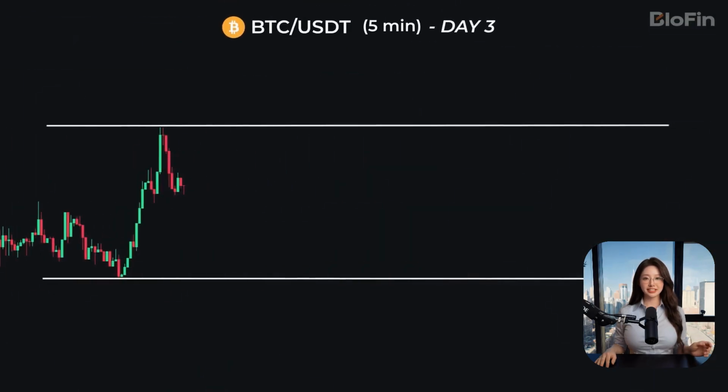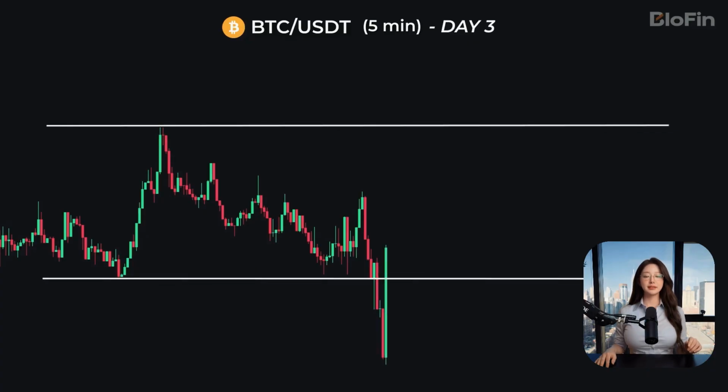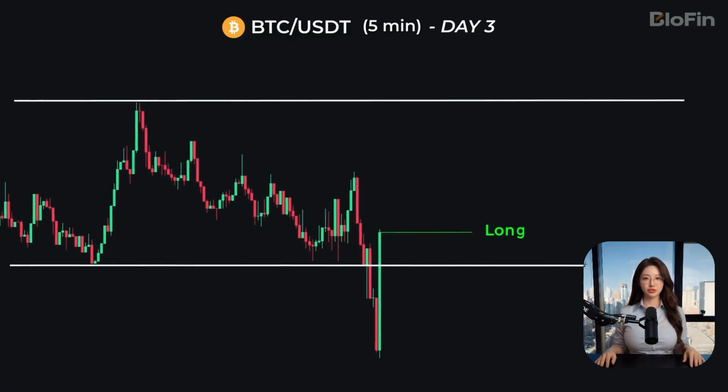Now, moving on to the next day, again we have the 4-hour range marked. Price broke below and closed under the range low, but then came back inside. That gave us a long entry. Stop loss goes at the lows.